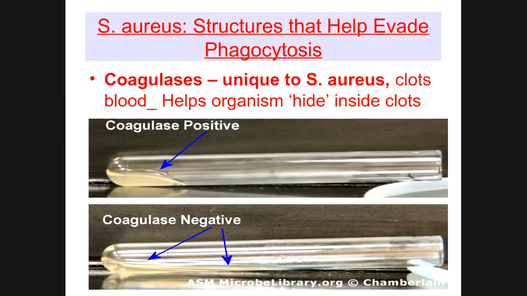Coagulases are important because this is an enzyme unique to Staph aureus. As a matter of fact, it's one of the enzymes that are identified in the organism when we want to identify Staph aureus. Essentially, what the enzyme does is it clots blood, so it helps the organism hide inside clots. You can take a little bit of plasma and inoculate the plasma with the Staph aureus, and in a few hours, the plasma is going to be clotted.